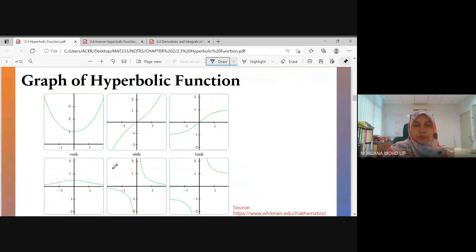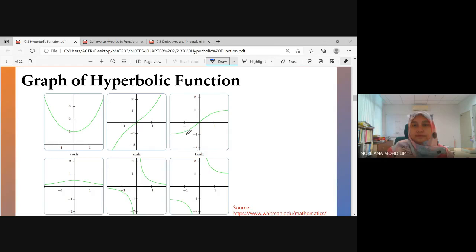Okay, the graph for hyperbolic function. Number 1 is the graph for hyperbolic cos. The domain is from negative infinity until positive infinity, and the range is from 1 until positive infinity. And for the second one, the hyperbolic sine, the domain and range are from negative infinity until positive infinity.